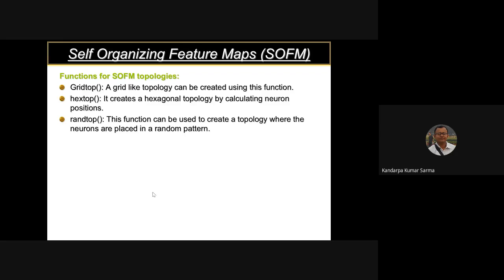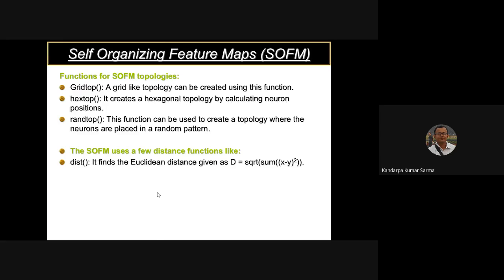So the gridtop function is a grid-like topology that will be used with the SOM. Then the hextop will create a hexagonal topology by calculating the neuron locations. Then the randtop shall be used to create a topology where the neurons are placed in a random format.